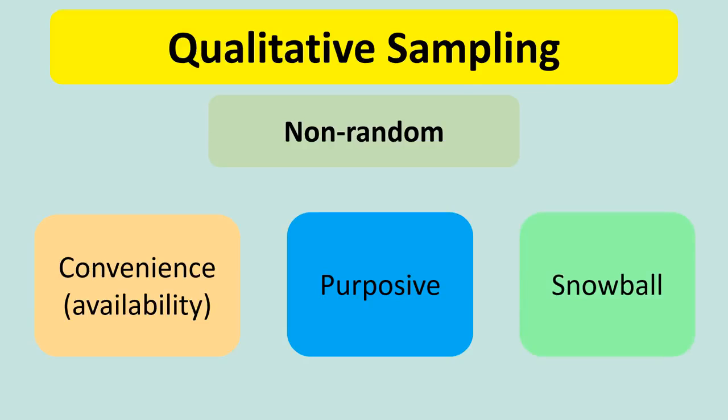Snowball sampling includes identifying people who meet the criteria for inclusion in a study and then asking them to recommend others they know who also meet the criteria, so that the sample grows like a rolling snowball. This type of sampling is useful when the researcher has specific criteria for people in the study and participants are difficult to find.